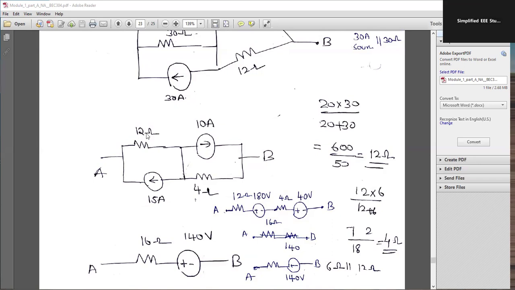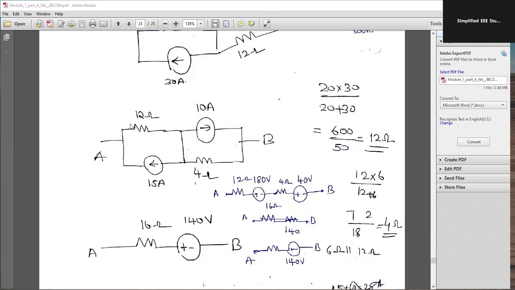So ultimately I am getting 12 ohm, then 15 ampere, 10 ampere, 4 ohm. So what are you going to do? Here we can say 12 ohm and 4 ohm are in series. Therefore, 12 plus 4, I am getting 16. 10 ampere and 15 ampere, you can take the difference. So see, 12 ohm becomes 180 volt, 4 ohm, 40 volt. Fine. The simple thing I can tell you: 12 ohm parallel with the 15 ampere.